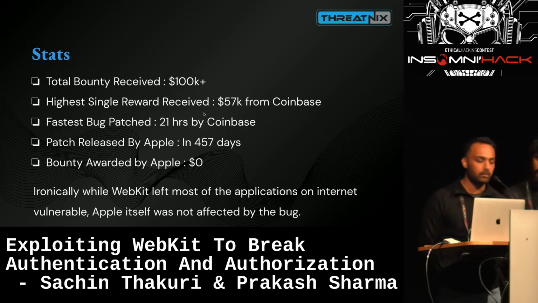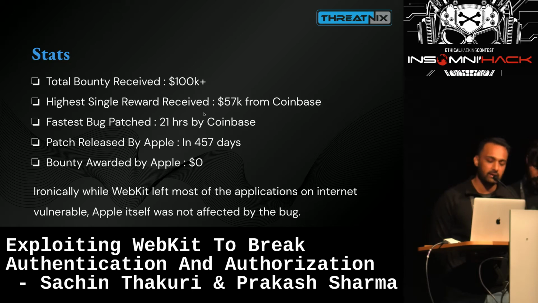While some programs like Dropbox and Poloniex took it one step further by using their contacts at Apple and asking them to come up with a fix. The highest single reward was given by Coinbase, which was also the fastest program to fix the issue. And Apple took more than a year, a total of 457 days, to come up with a fix, and in the end decided that the bug does not qualify for a bounty because it does not meet Apple's published bounty categories. And ironically, while this bug in WebKit made so many applications on the internet vulnerable, Apple's implementation of SSO and OAuth was not vulnerable.